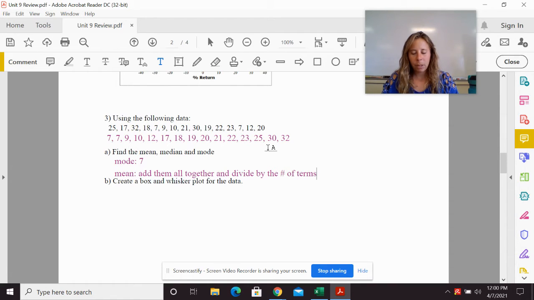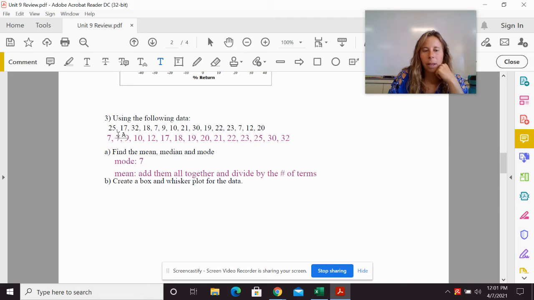So we have, actually, let's see. So I have 14. 14 plus 9 is 23, plus 10 is 33, plus 12 is 45. Okay, no, it gets annoying. So 45 plus 17 plus 18 plus 19 plus 20 plus 21 plus 22 plus 23 plus 25 plus 30 plus 32. Okay, so I got 272 when I added all of these together.